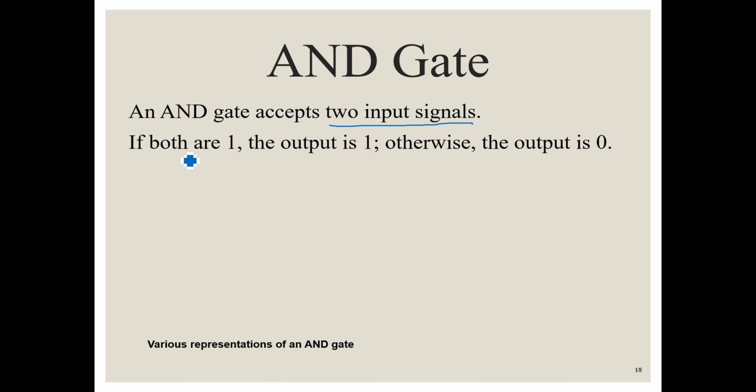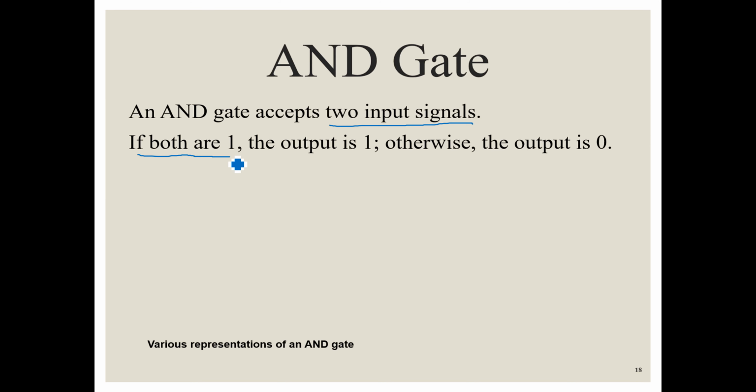That is, if both are ones, this is the functionality. Whenever the 2 inputs of the AND gate are 1, then the output is going to be 1, or else it is going to be 0. It means that if input A equal to 0 and B equal to 1, your output is going to be 0. Whenever both the inputs A and B are 1, the output is going to be 1.